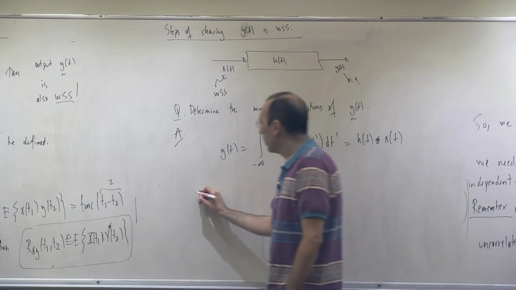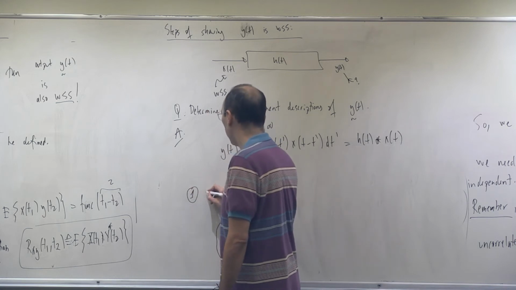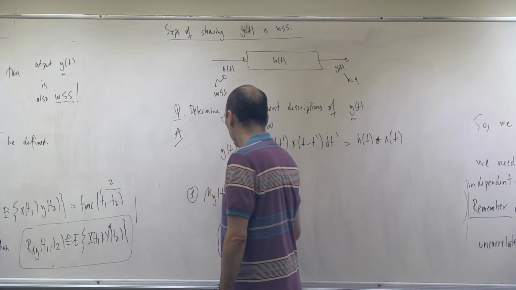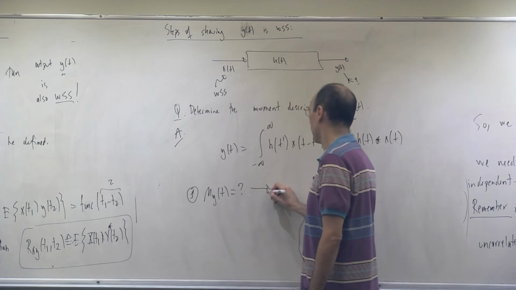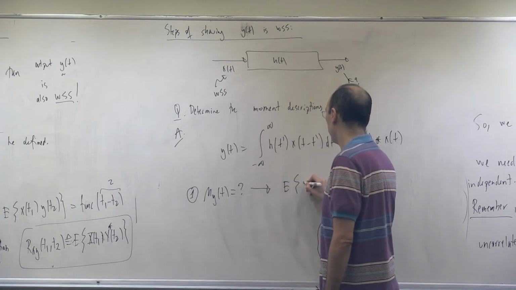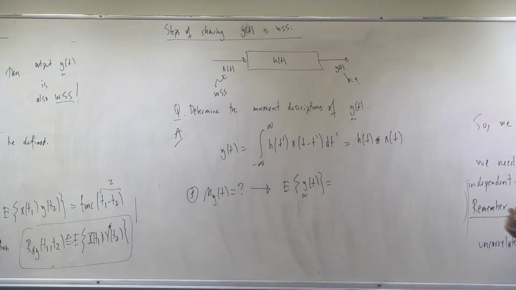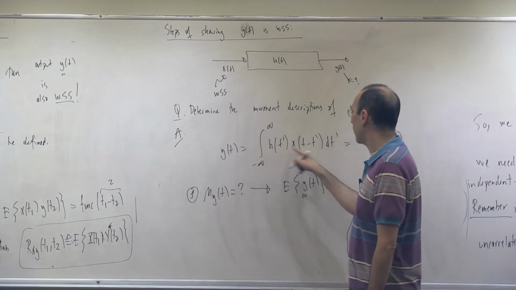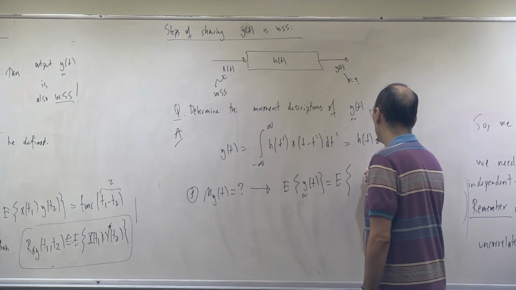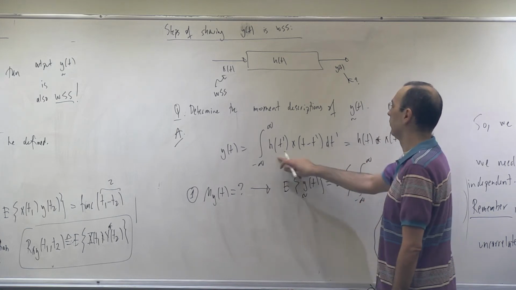Now, question number 1 for wide-sense stationarity: let's find the mean function. So what is the expected value of y of t? Well, y of t is this. If I substitute it over here, I need to find the expected value of this thing.